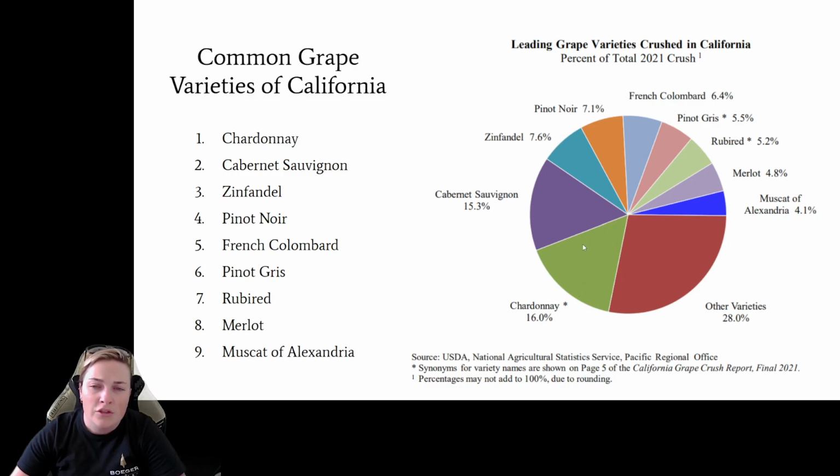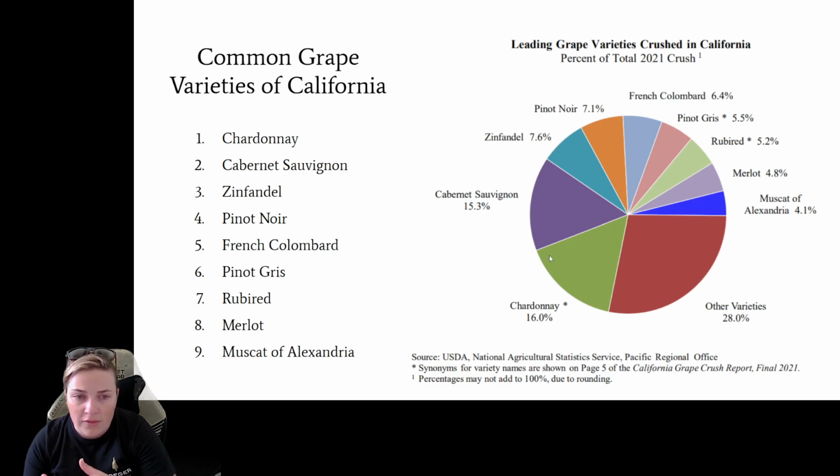Chardonnay and Cab are the biggest varieties of Napa, Sonoma, also Paso Robles. There are some really large winemaking regions here, Lodi as well, right? So these are kind of like monsters of the wine industry that produce mass amounts of wine cumulatively together, right? Huge volume of Cab and Chardonnay.